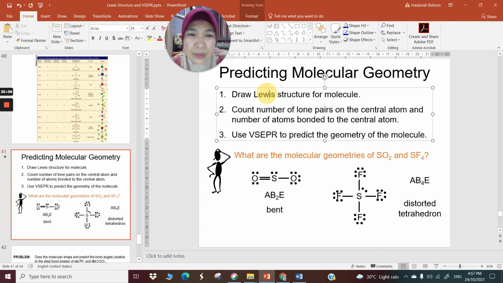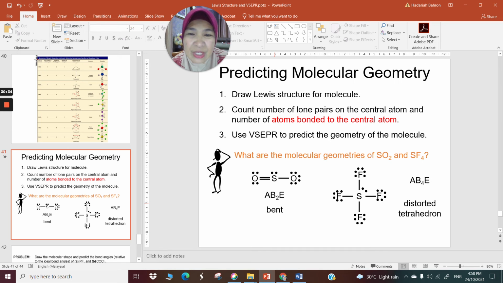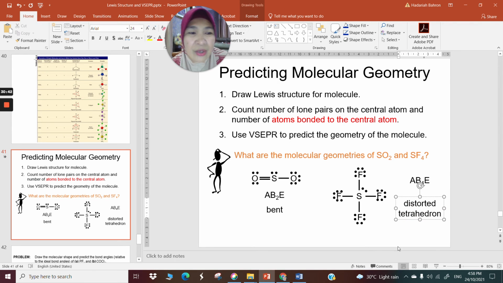So first you draw the Lewis structure, you count the number of lone pairs on the central atom and the number of atoms bonded to the central atom. Remember, number of atoms bonded to the central atom, not the number of bonded pairs. And you use VSEPR to predict the geometry of the molecule. So your SO2 will have a bent shape because it will assume a situation of AB2E, and your AB4E for SF4 will give you a distorted tetrahedron or a seesaw.